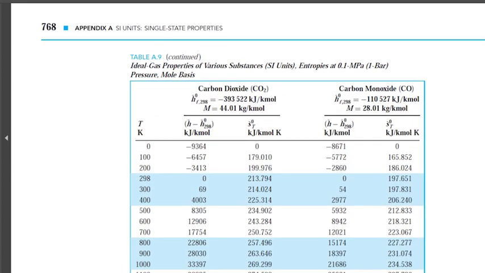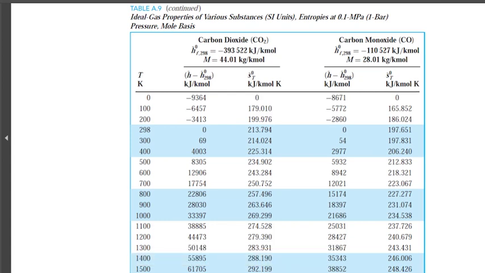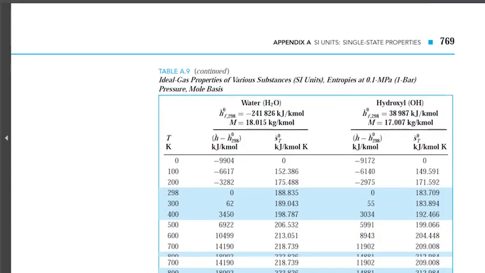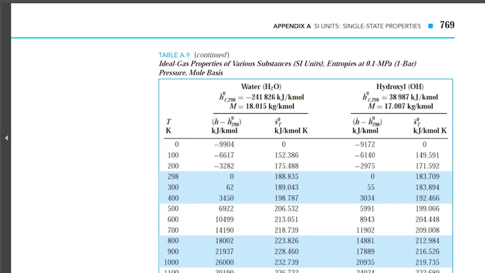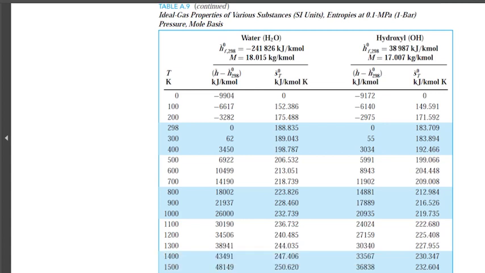We have carbon dioxide, which is another one of our combustion products. Interpolating between 33,397 and 38,885, we have a value of 37,411. These are all in joules per mole. Okay? And finally, we need the one for water vapor. Okay, this is water vapor. We need to interpolate between 26,000 and 30,190. Upon interpolation, the value is 29,065. Let's go back to our board.